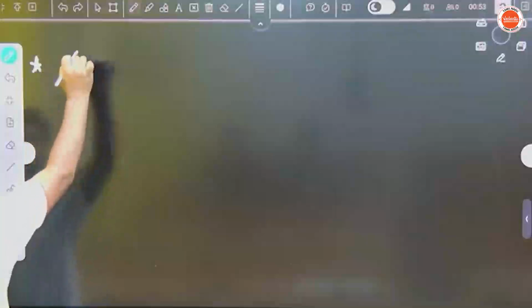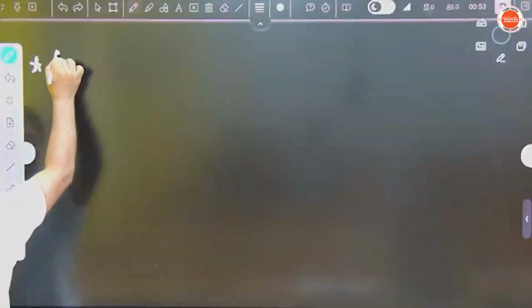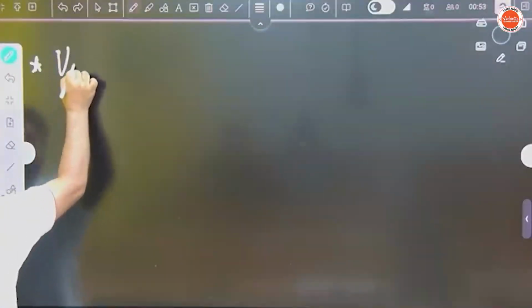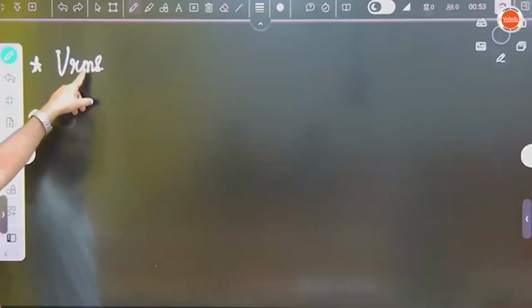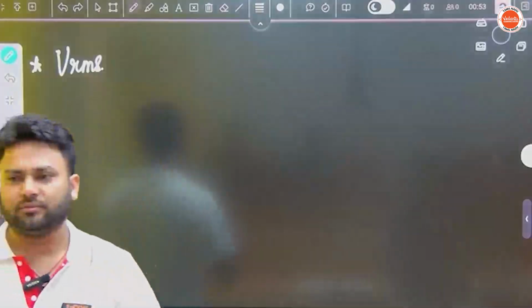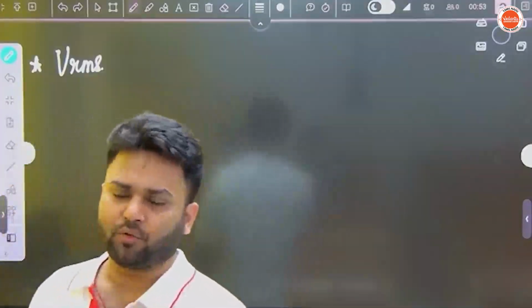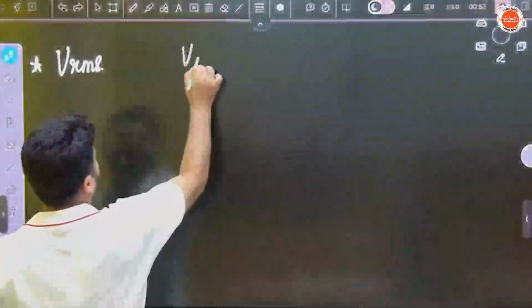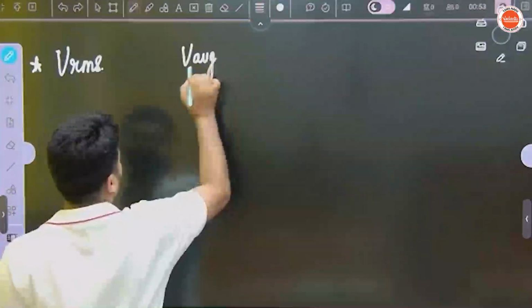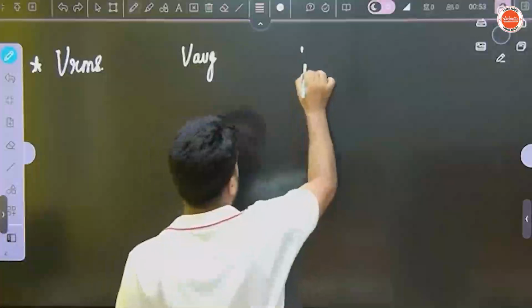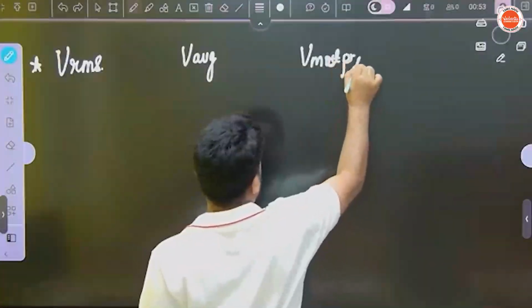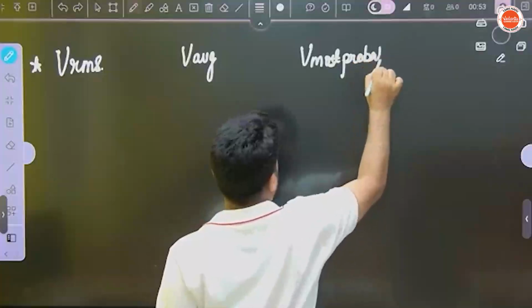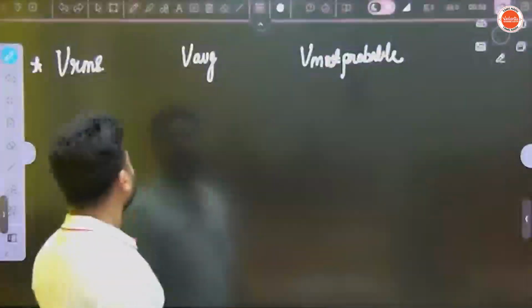Now, 3 kinds of velocity, or 3 kinds of speed, they mention. First, RMS speed, V RMS, root mean square speed, root mean square velocity. Second, average speed. Third, most probable speed. I will tell you what these things are.